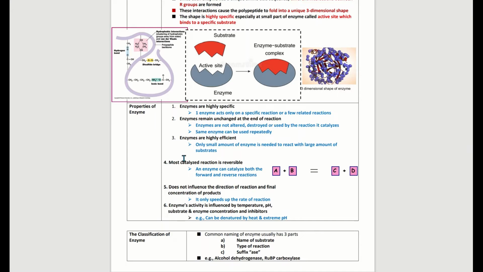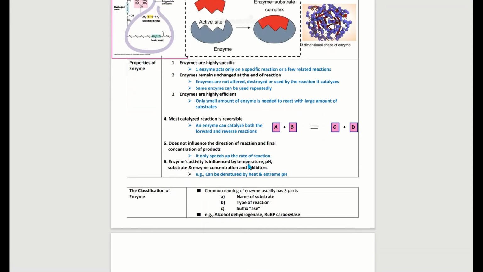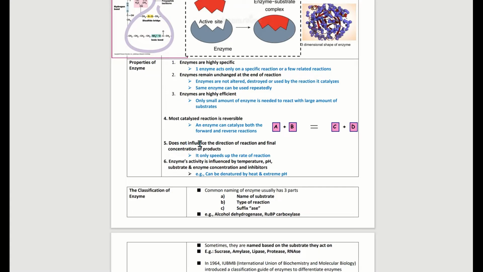Okay, dia efficient. Okay, so enzyme punya reaction reversible. Okay, so meaning enzyme boleh catalyze both the forward and reverse reaction. Dia nak tukar AB jadi CD boleh, dia nak tukar CD jadi AB pun boleh. So most enzymes are reversible. Okay, and enzyme does not influence direction of reaction and final concentration of product. Maksudnya bukan enzyme tu yang decide dia nak ubah jadi CD ke, dia nak ubah AB, tidak. Okay, apa yang dia buat, dia hanyalah speed up kan rate of reaction itu.